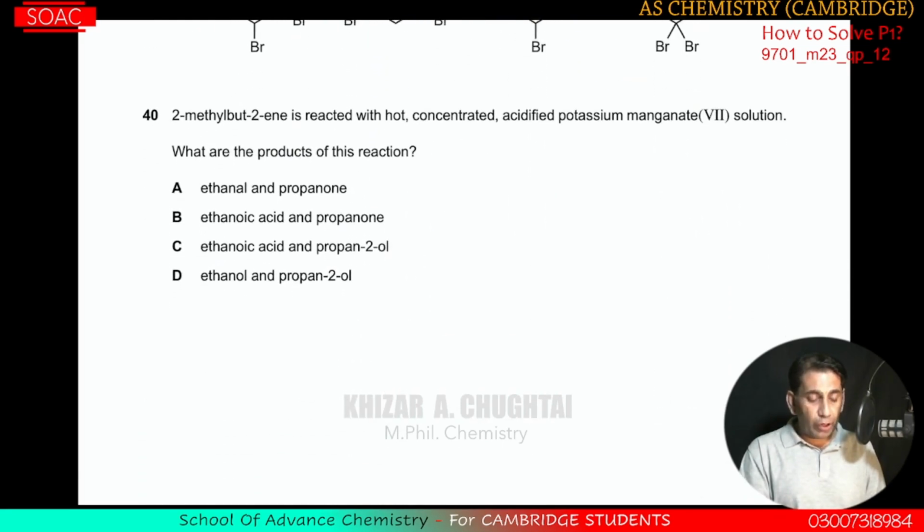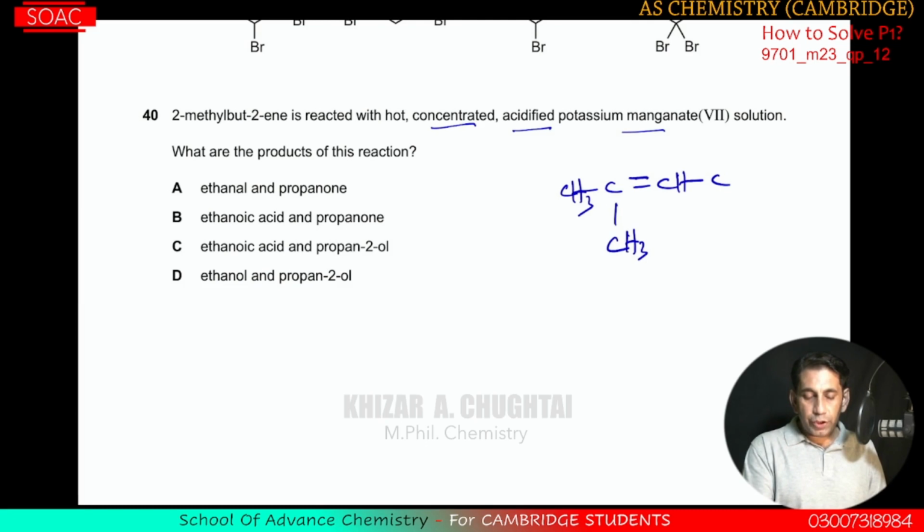The last one, question number 40. 2-methylbutene is reacted with hot concentrated aqueous acidified potassium manganate(VII) solution. I am going to write the structure of this molecule: 2-methylbut-2-ene, and this is 2-methyl, so this is methyl, and CH3. If I apply these conditions, concentrated, acidified and heat, then there is breakage of the double bond.